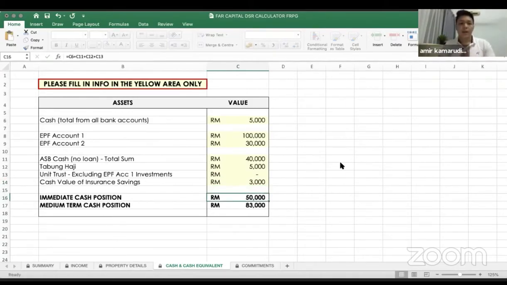Okay, then kita akan ada dua calculation, immediate cash positions. Immediate cash position macam kita boleh ambil duit tu sekarang juga kan. So macam bank, ASB, so those are immediate. Medium term cash positions, benda yang kita kena tunggu sikit, tak boleh ambil immediately. So these are EPF accounts, and for example cash value on insurance savings tu. Maksudnya kita tak boleh ambil immediately lah. Right, so those are two of your cash positions.